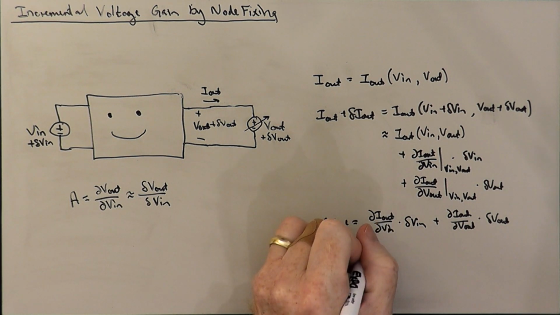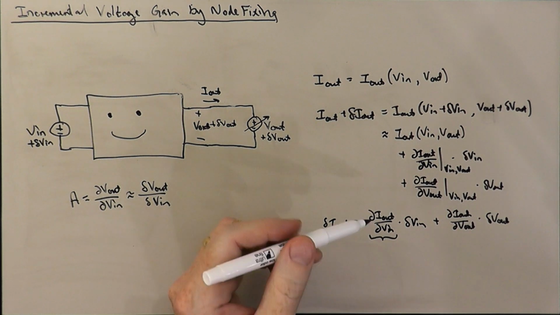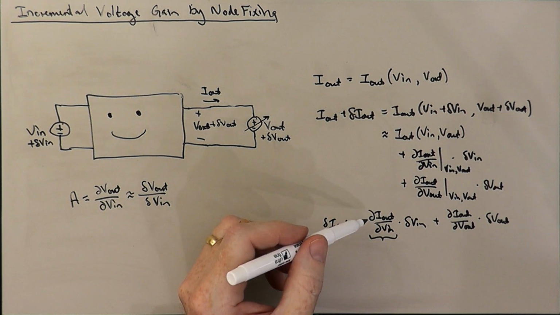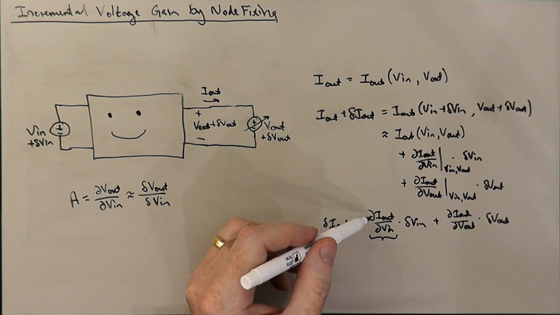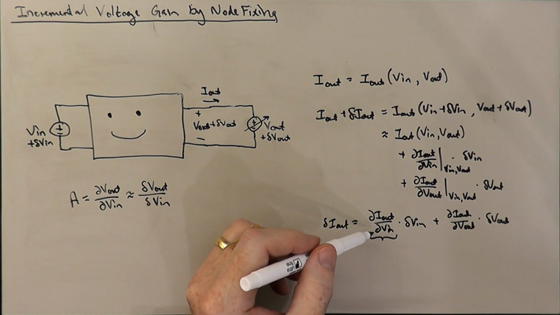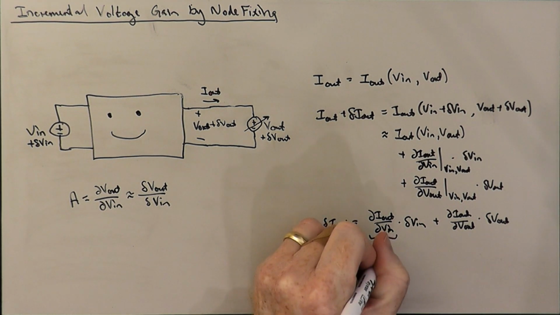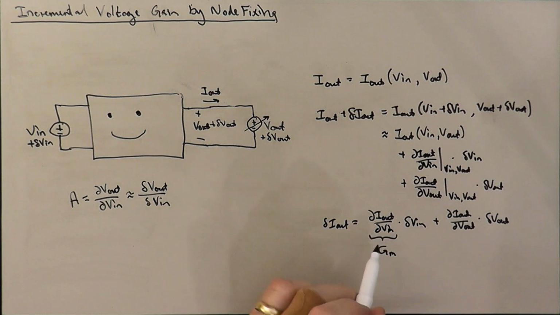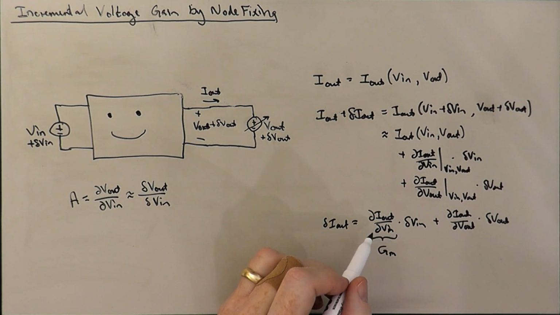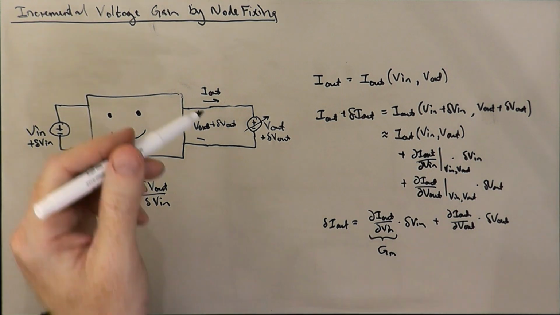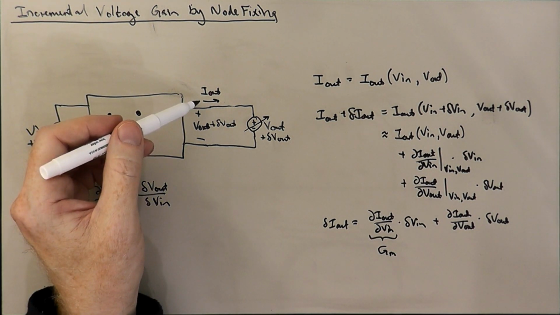This particular partial derivative is the change in the output current that we get due to a change in the input voltage. And this is classically what we call a transconductance gain. So we're going to call this capital GM, and this is the transconductance gain of the circuit as a whole, evaluated under the condition that the output voltage is held fixed. And our positive sign of the current is current flowing out of the circuit. Okay?